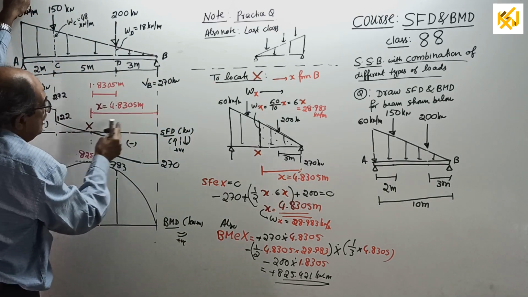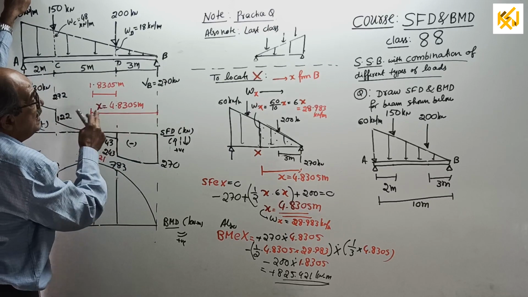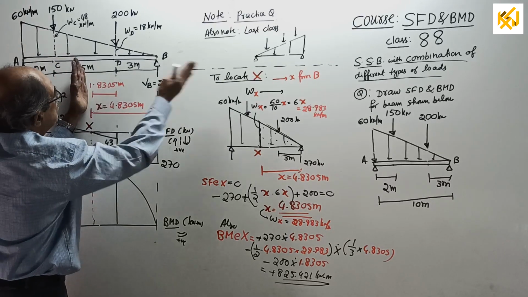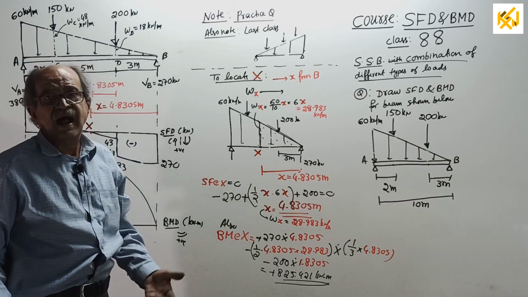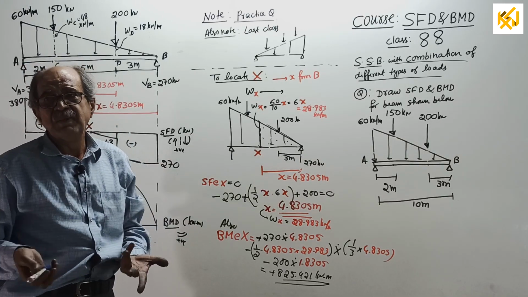Let it be at X from B. Why B? Because if you look this side, a triangle you are going to get. Look left side, a trapezium will come. The answer will come. It came earlier, but not required.